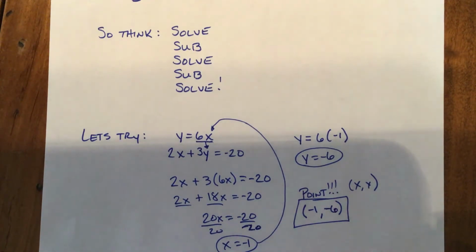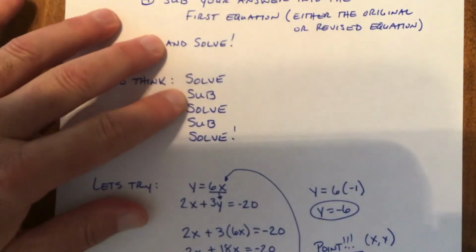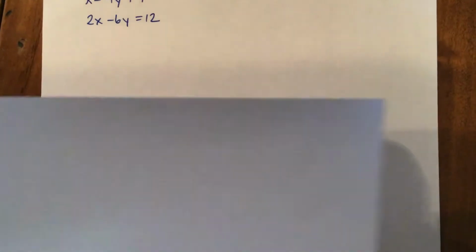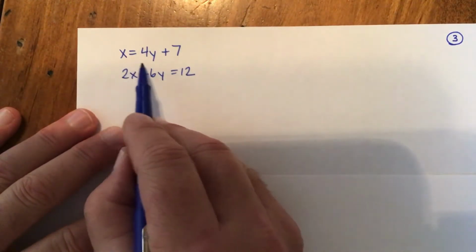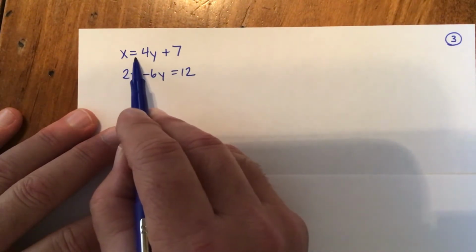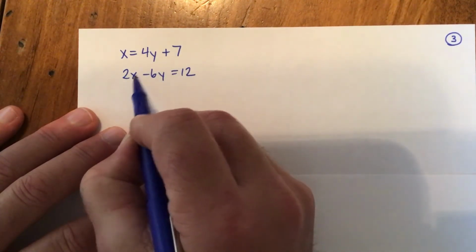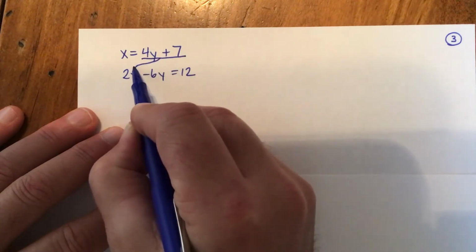All right, boom, boom, boom. There we go. Let's try some more. Remember, solve, sub, solve, sub, solve. That's what we're going to do. Okay, let's take this one. This time they already have x equals, right? So that means x is the same as 4y plus 7. So that means when I see the x down here, I get to put this whole thing in right here.